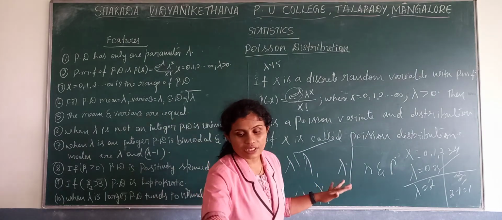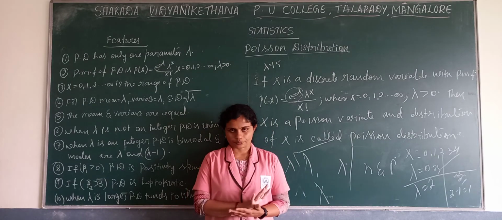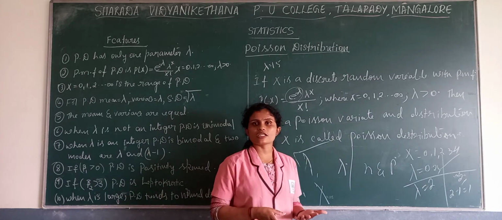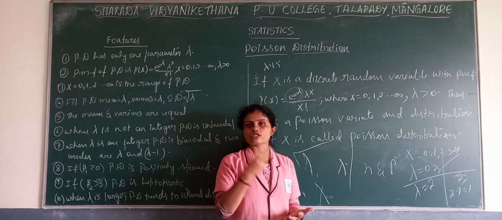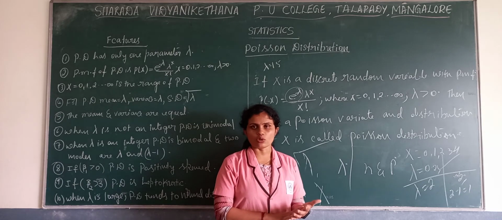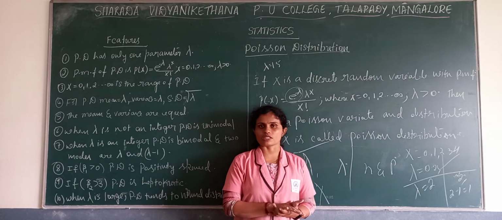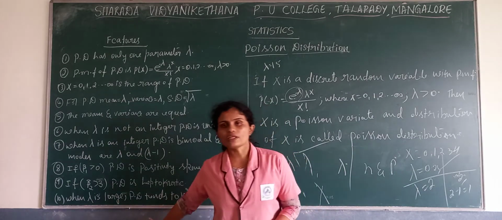With this, we can wind up today's session. We completed with the features, and there they have given some examples for Poisson distribution and for binomial distribution. At least two examples you should know, that you have to see there. Then we'll wind up for today.